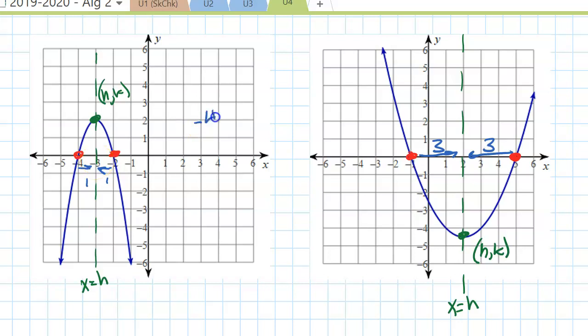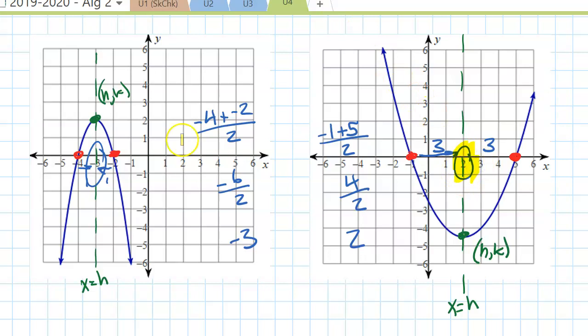So if I took -4 plus -2 and divided it by 2, that gives me -6 over 2, which is -3. Hey, that's where the h value of my vertex was. Same thing here. If I didn't actually know what it was, I could walk my way to the center and know it's at 2. Or if I take my x-intercepts here of -1 plus 5 and divide it by 2, that gives me 4 over 2, which is 2. Hey, that's the value that we had just listed there. Okay, so this formula is a way for us to figure out the middle of the graph. You can also get it by just simply counting.